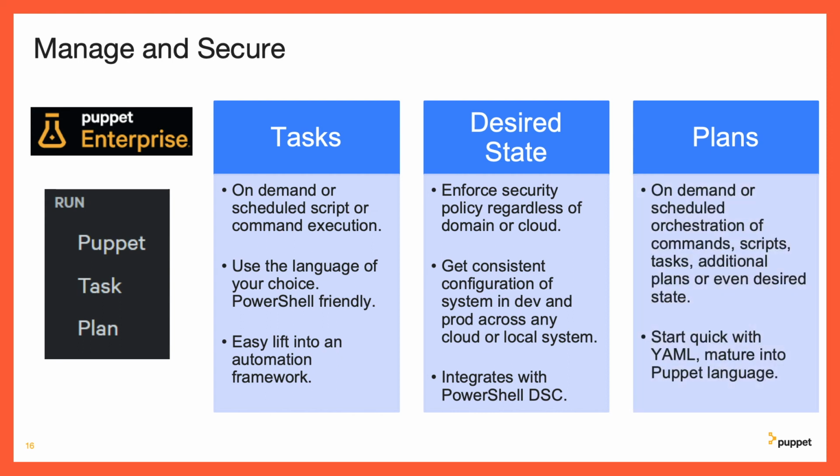And then plans are that last piece of the puzzle. So that on-demand or scheduled orchestration of all these various pieces. And this is also an easy way you can start. So I've done a lot of work that's just, I'm throwing up a YAML file that walks through the 4 scripts that need to run in order. And then you can mature that into using the Puppet language. So we have the full strength of a language here, where we can say, store that output from a command into a variable, assess what's inside that output, and then take additional actions based on that.